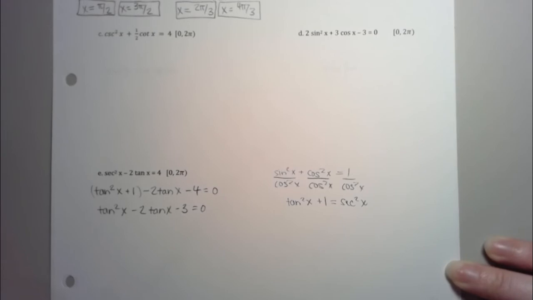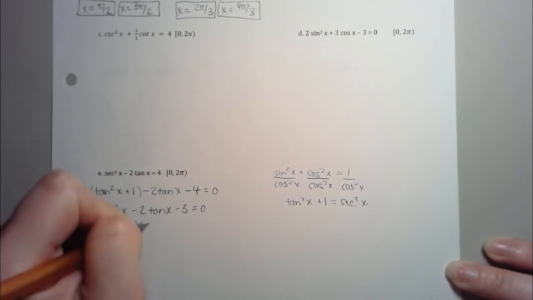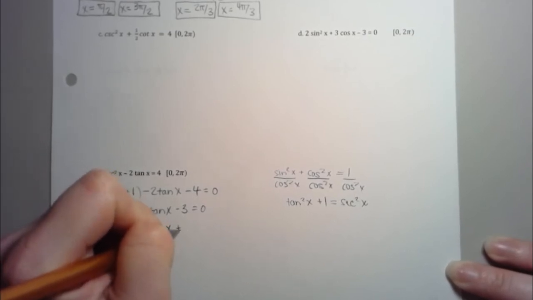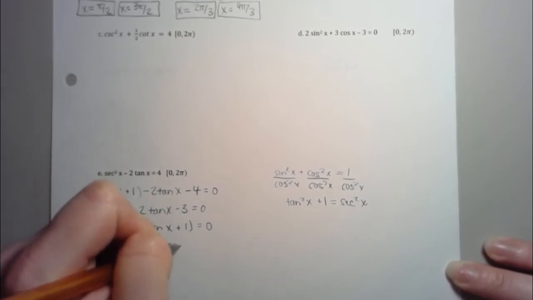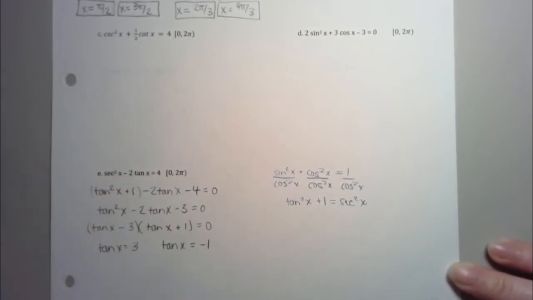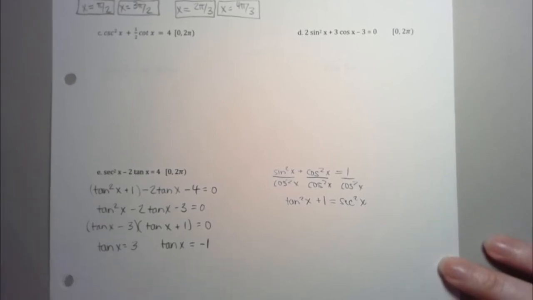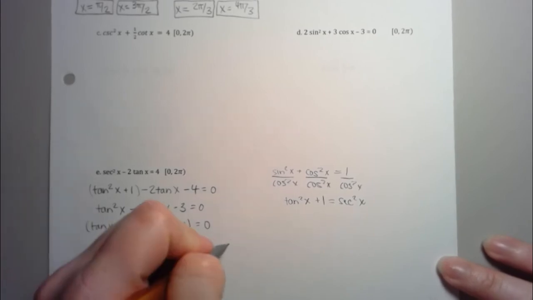And factoring would give me (tan x − 3)(tan x + 1). So that means that the tangent of x is equal to 3, or it's equal to −1. So I'm going to deal with −1 first, because that's the one that is something I can actually work with.